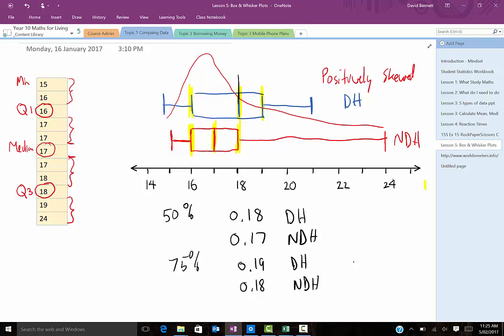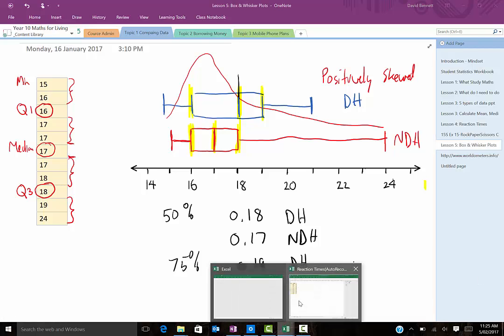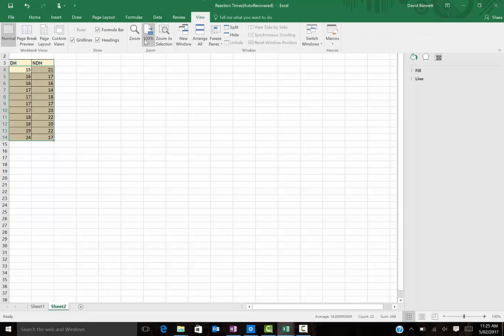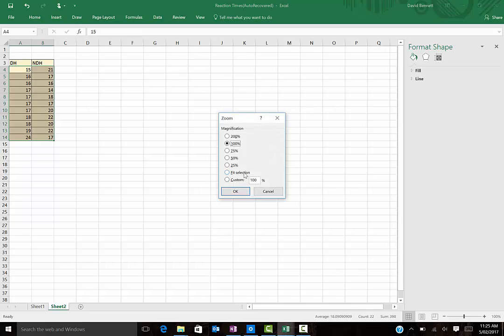Alright, but the key skill is that you need to be able to draw your box and whisker plot. I'm going to quickly show you in Excel. It can actually do that for you. So if you have data in Excel, it can do this for you. Alright, I'll just blow that up a bit so you can see that clearly, and we'll go 200%.